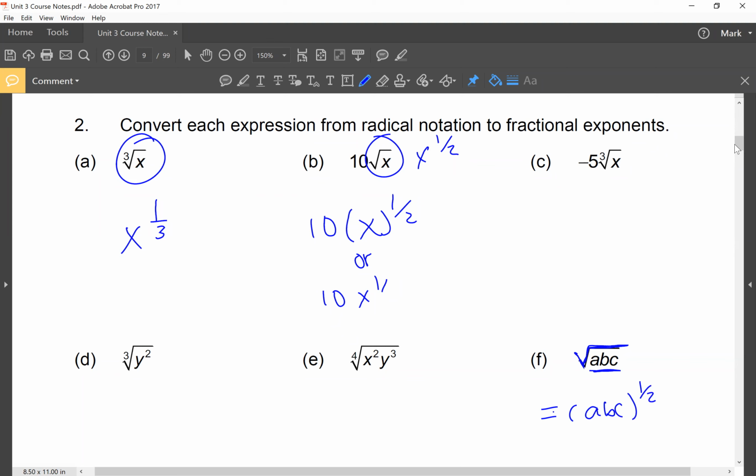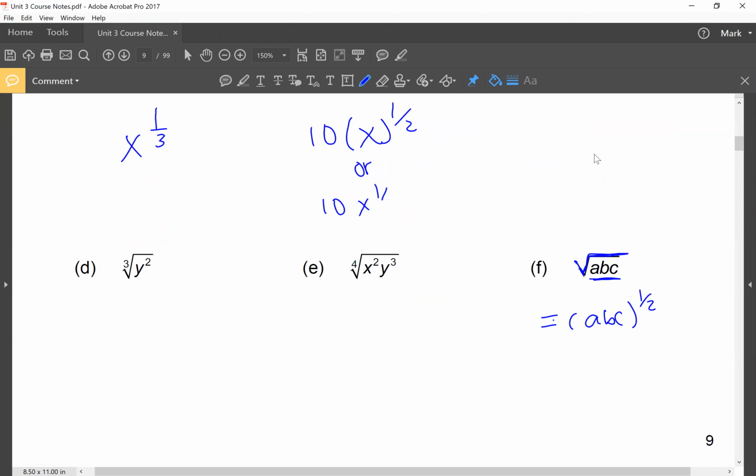I put the answer without brackets. Is it okay, or do I have to put the bracket? If you wrote A, B, C, 1/2, that means only C is to the power of a half. That's not okay, because what you're telling me as a math person is that you're only taking the 1/2 for the C. So you do need brackets here. That's a really good question. Same thing for E. For E, the X and Y together are going to be to the 1/4.